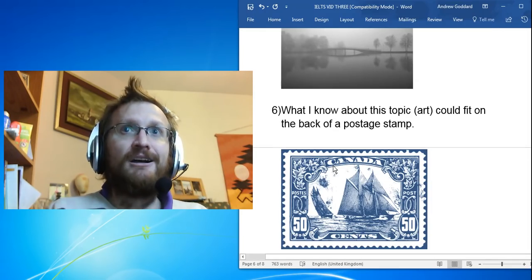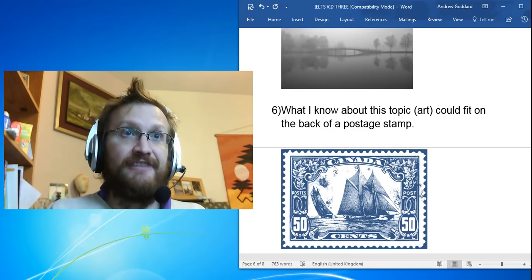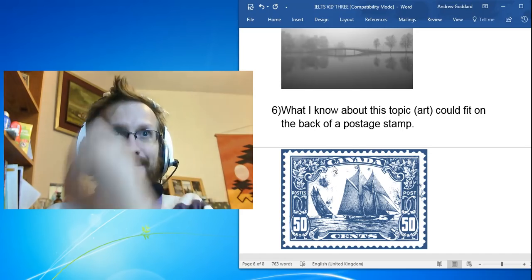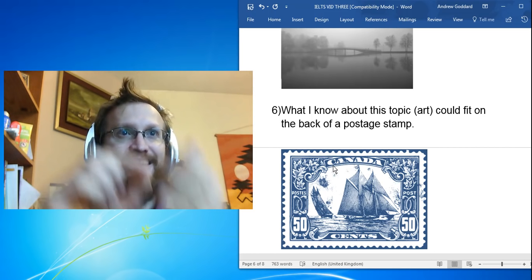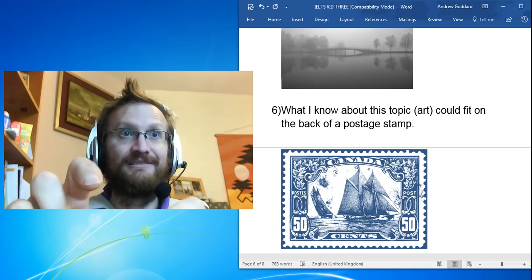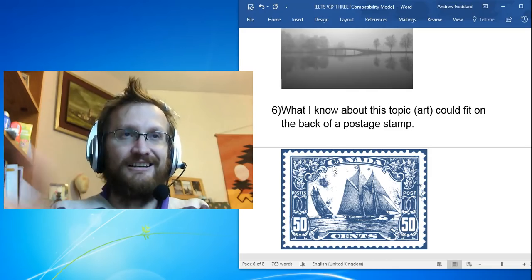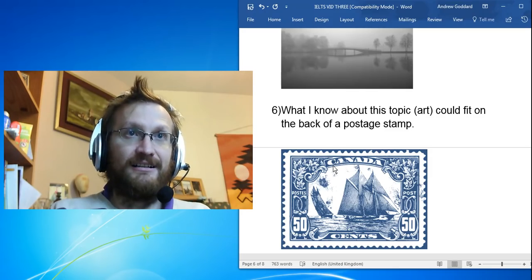Number six, what I know about this topic, i.e. art, could fit on the back of a postage stamp. So it's a small space, and if you wrote everything that you know about art, it would fit only on the back of a postage stamp. So you know almost nothing about it.